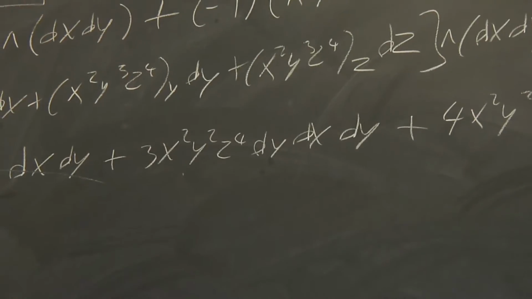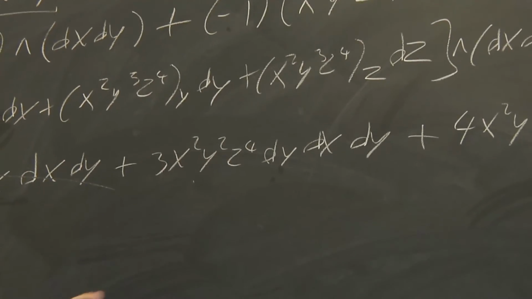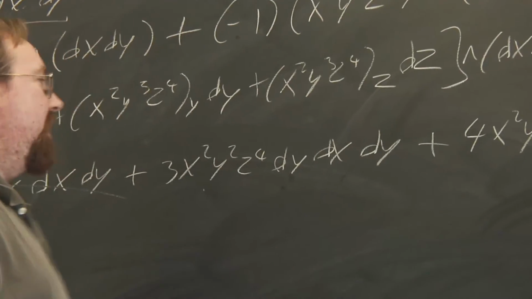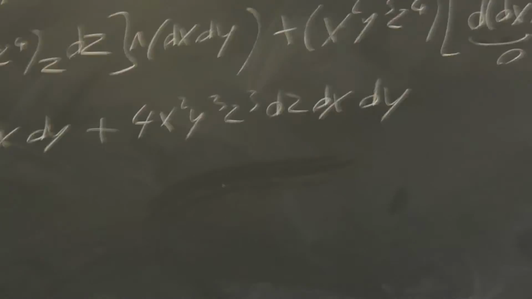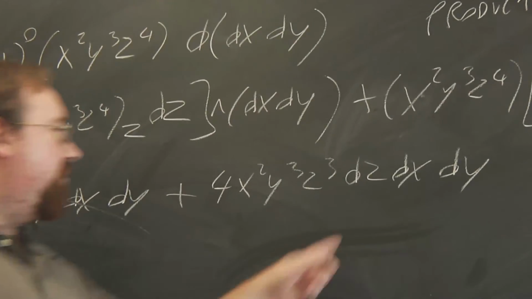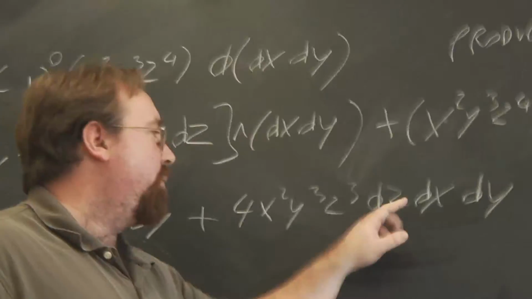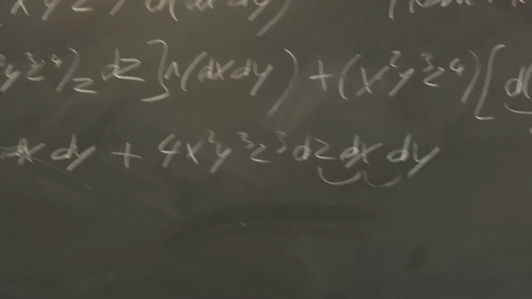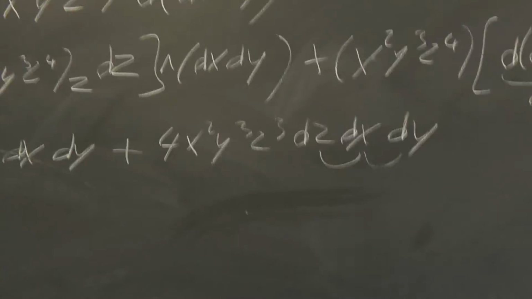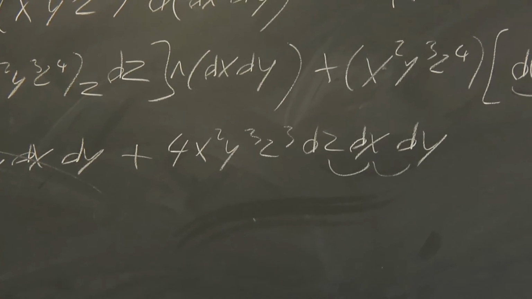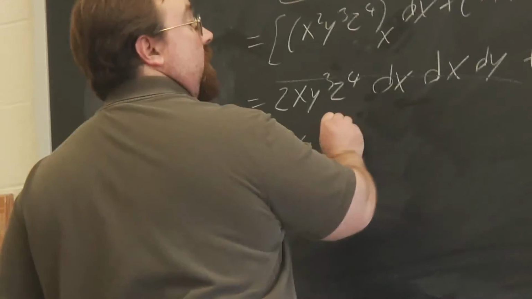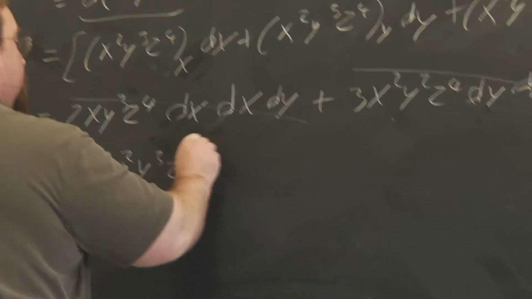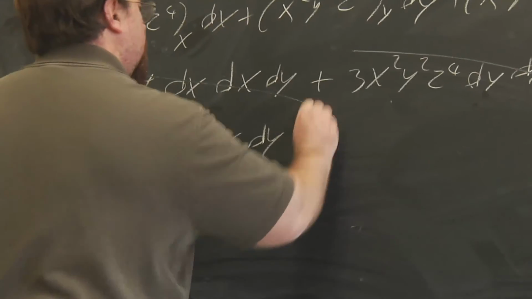Don't bother interchanging to put them together. It doesn't matter whether they're really together or not. They're in the same product. It's going to end up being 0. So that's gone. This is the only one that's left. If we want to put the z at the end, just for convention's sake, we need to do 2 flips. That's not even going to change the sign, because you do 2 flips. In the end, there's no sign change. So it's 4x squared y cubed z cubed dx dy dz.